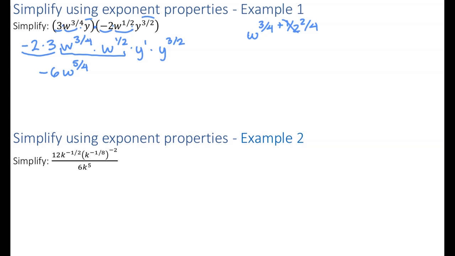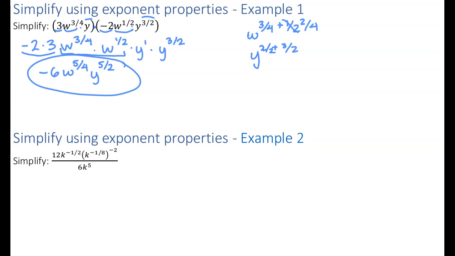Similarly for the y's, they have the same base, so I need to add 1 plus 3/2, but 1 is really 2/2. So 2/2 plus 3/2 gives me y to the 5/2. So these hopefully aren't going to be terribly messy. That's not really the point. The point is just to get a mix of your exponent rules in there and have you try and think carefully about which ones to use and how things combine.